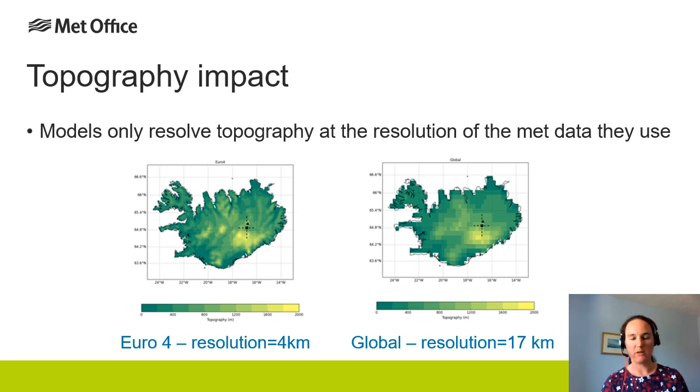So the topography in the 4 kilometer Euro 4 is much smoother and more rounded, and there are more features visible. And the topography in the global model appears much more blocky, and there are really only a couple of high points that you can distinguish in Iceland. So the example we're going to look at is a release from a vent just to the northeast of Barðarbunga. Barðarbunga here is marked by the cross, and you can see the vent location, which is the small triangle just to the northeast of that cross.